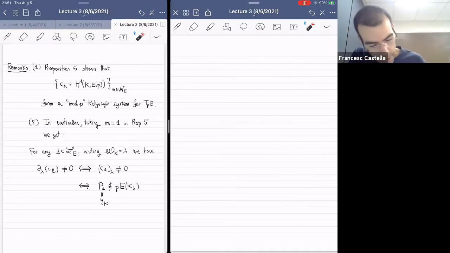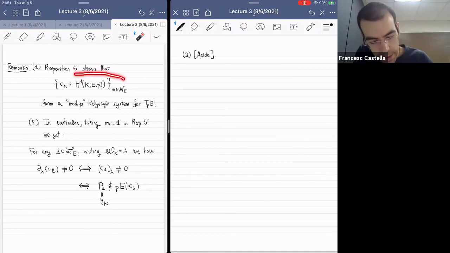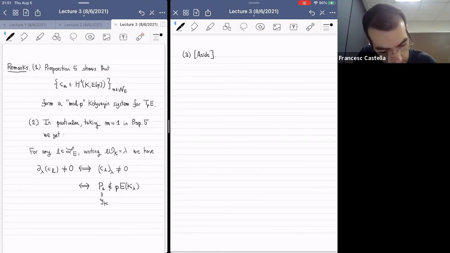Yeah, so maybe the last remark here, which is more of an aside. Kolyvagin constructed this system of classes, and we have already argued that if we assume that y_k is indivisible, this system is non-trivial. But Kolyvagin conjectured that the system he can produce is always non-trivial. So maybe the class c_1 is trivial, but there should always be some n for which this c_n is non-trivial.